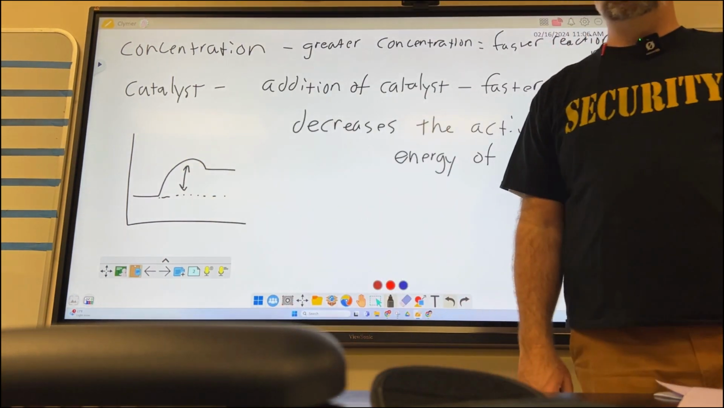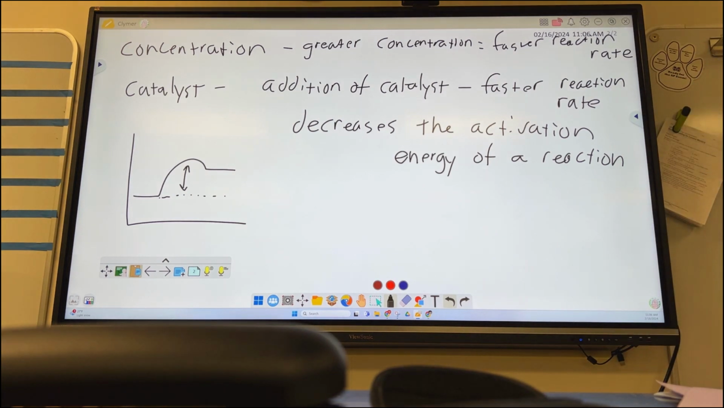this distance here. So if you decrease that activation energy needed, you make this reaction easier to perform at whatever temperature or whatever concentration. You just make this easier to go. You make the kickstart of this significantly easier.